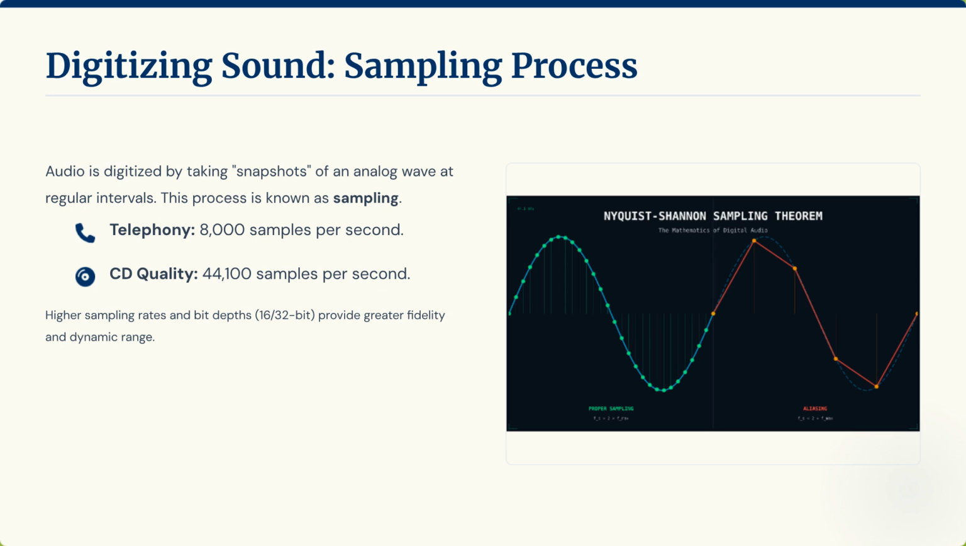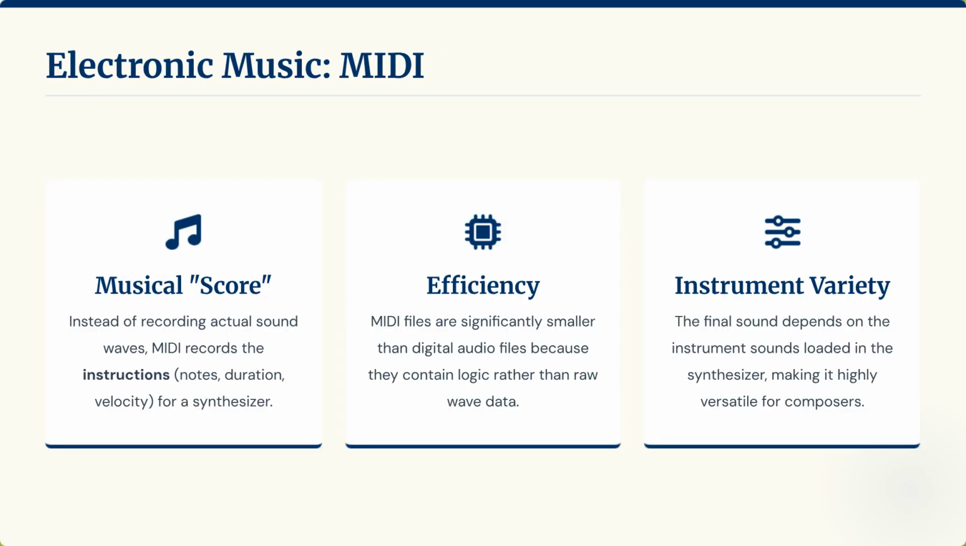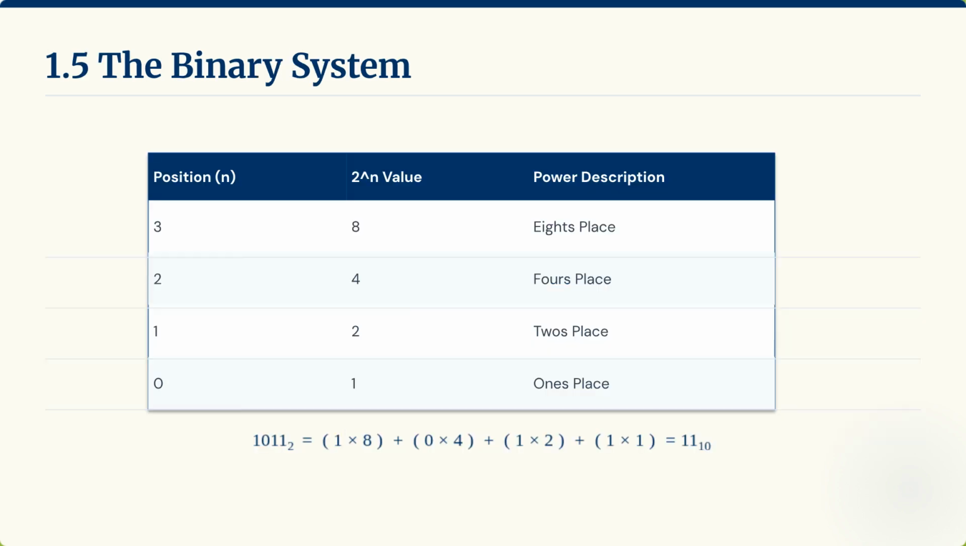Standards like TrueType and PostScript allow fonts to render perfectly at any size using vector outlines instead of fixed pixel grids. To digitize sound, we use sampling, taking snapshots of analog waves. Higher sampling rates, such as 44.1 kHz for CD quality, provide much better fidelity compared to telephony standards. MIDI is a highly efficient way to store music. Instead of raw audio data, it records digital instructions, like notes and timing, that a synthesizer then interprets to generate sound. The binary system is the backbone of all these technologies, providing the universal language for computers to process complex information.